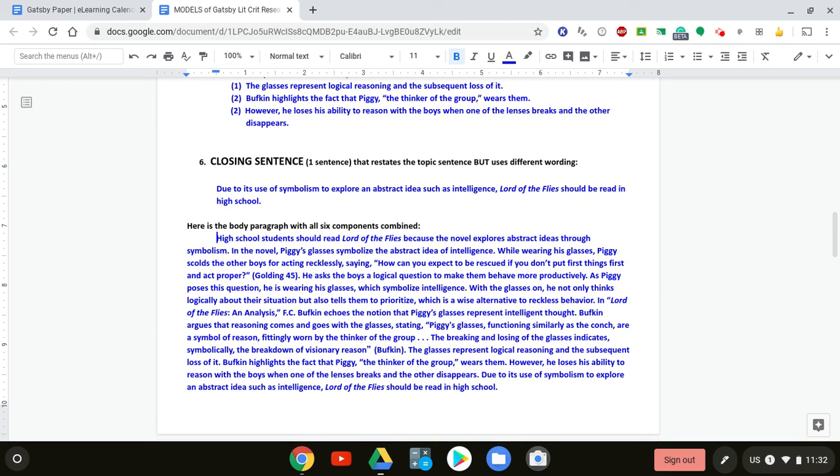Notice the quotes are embedded. They're not just floating, which means that they're all by themselves. They're embedded, so they're using your words plus the words of the quote to create a sentence, and they're properly set up.